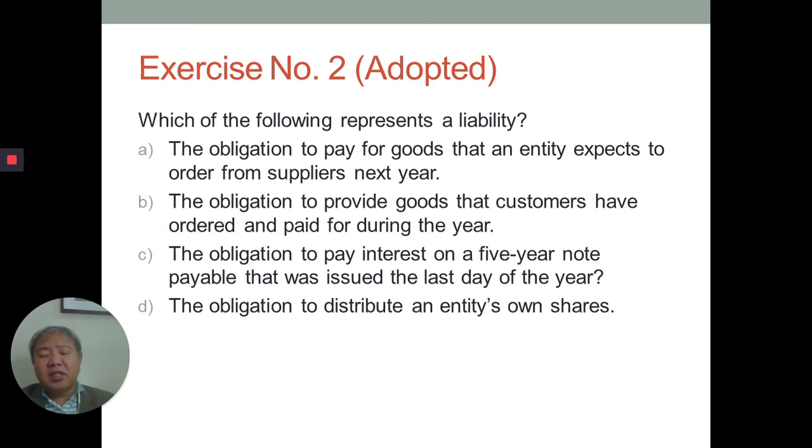So, is this a liability? The answer is yes. So this is the liability. Okay, this is a liability. Letter C, the obligation to pay interest on a 5-year note payable that was issued on the last day of the year. So is this a liability? Not yet. As of the end of the year, that is not yet a liability. Why? Because the note was issued on the last day of the year. So as of the year end, there's no obligation to pay for any interest yet, because you haven't used the money of the company or the bank, right?